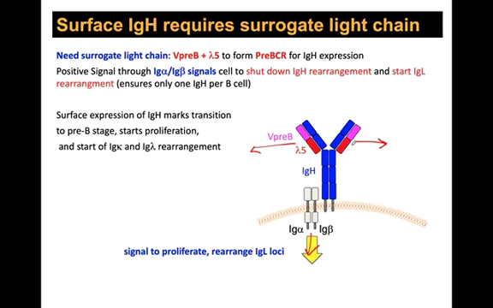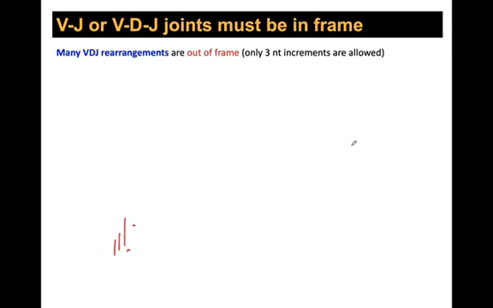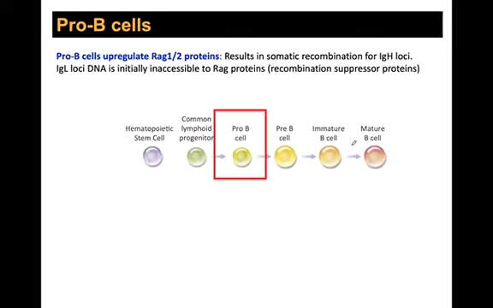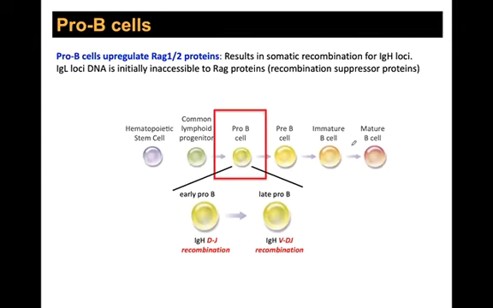So is the presence of this surrogate a good marker for pro-B cells? It in fact is the marker for pro-B cells. Right, we have other markers, but expression of the surrogate light chain defines the pro-B cell stage.